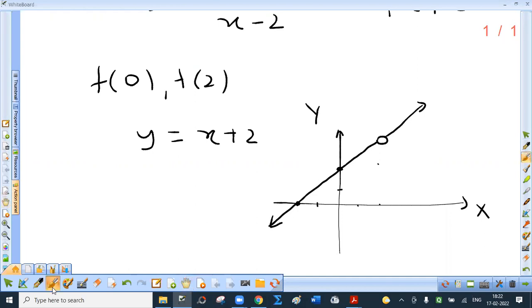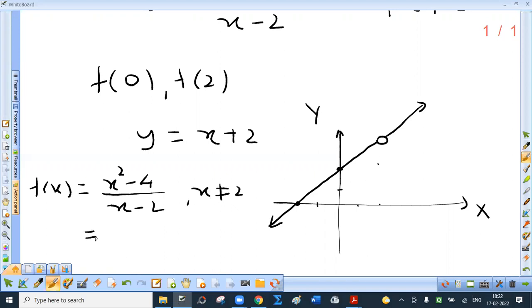So if we define the function in this fashion, that f of x is x square minus 4 upon x minus 2 for x not equal to 2, and f of x equal to 4 for x equal to 2, this is called a piecewise function. We have already discussed this. One important thing for calculus, the basic requirement is you should know the topic functions, definition of function, different types of functions, etc. Logarithmic function, trigonometric functions.